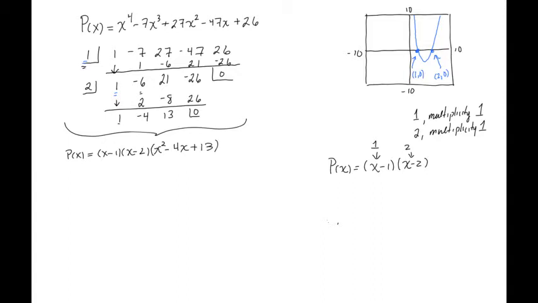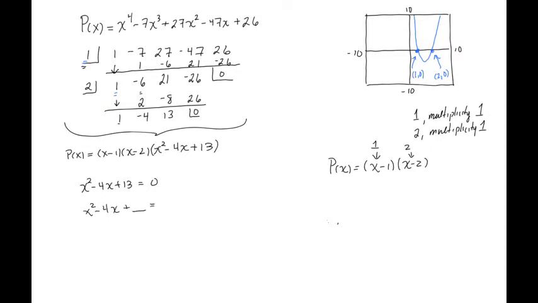Now to find the 2 remaining zeros, I have to take the x squared minus 4x plus 13 and see when it equals 0. That's what zeros mean. When do we get a y value of 0, or an x-intercept? Since there's no coefficient in front of the x squared and the x term is even, I'm going to use completing the square to find those 2 remaining zeros.